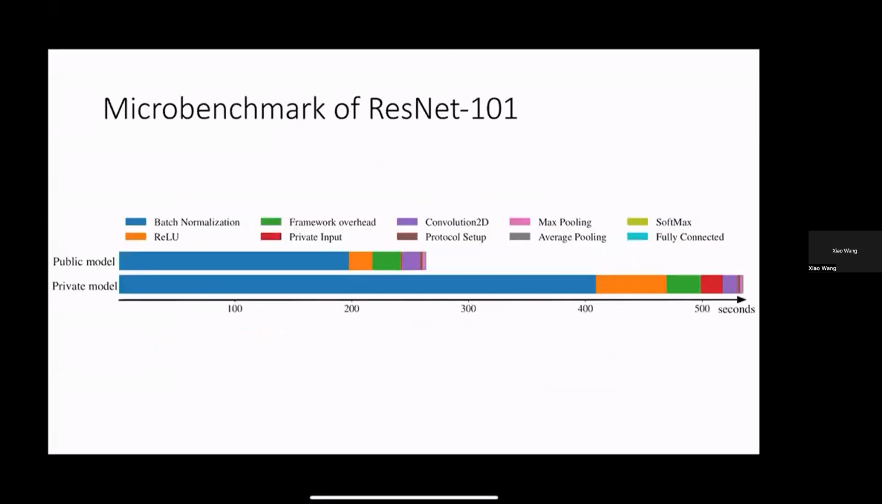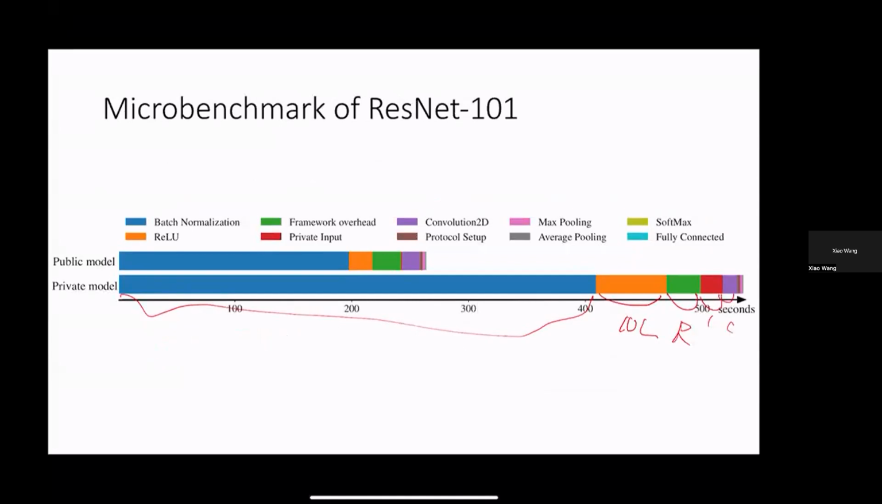If we look at the precise cost, most of it is actually spent in batch normalization, and the rest is for the nonlinear layers. This part is the cost of Rosetta, this is for the input, and this is for convolution.